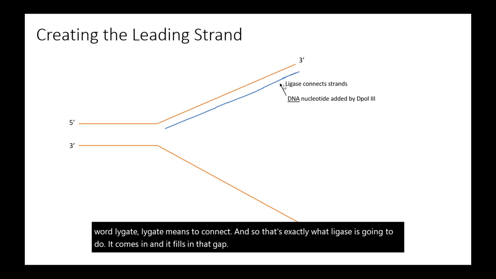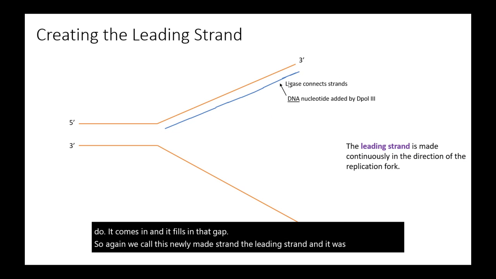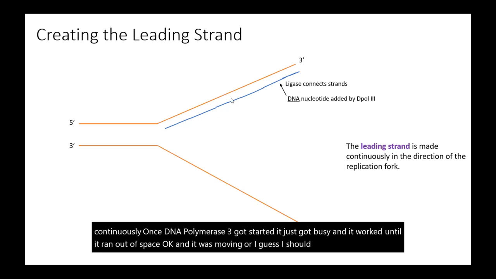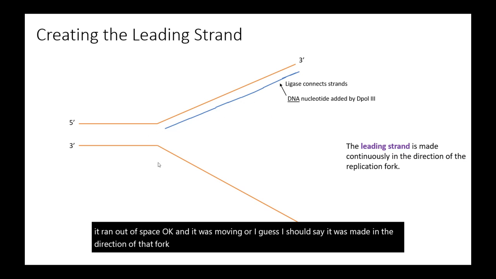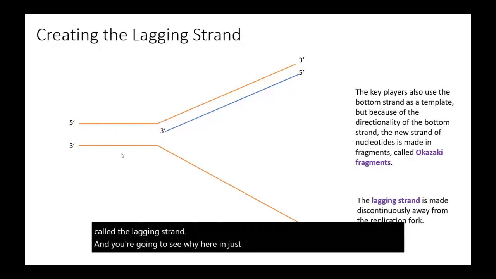Okay? So again, we call this newly made strand the leading strand, and it was made continuously. Once DNA polymerase 3 got started, it just got busy, and it worked until it ran out of space. And it was moving, or I guess I should say it was made in the direction of that fork. Well, now we have this other strand down here, and this is called the lagging strand. And you're going to see why here in just a second.